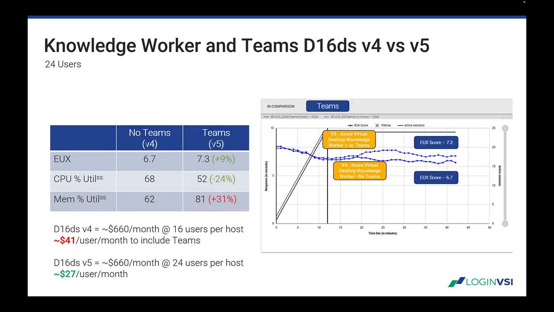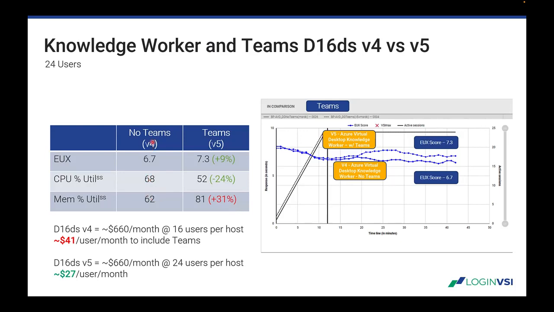Well, I find that the D16DS v4 versus the v5 comparison really plays out quite nicely here, especially when we talk about cost. So in the table, you can see the EUX score with no Teams. With no Teams, we can see that with 24 users on this v4 running the knowledge worker, we get an end user experience score of 6.7. CPU utilization is a bit high, around 70%, and memory around 62.